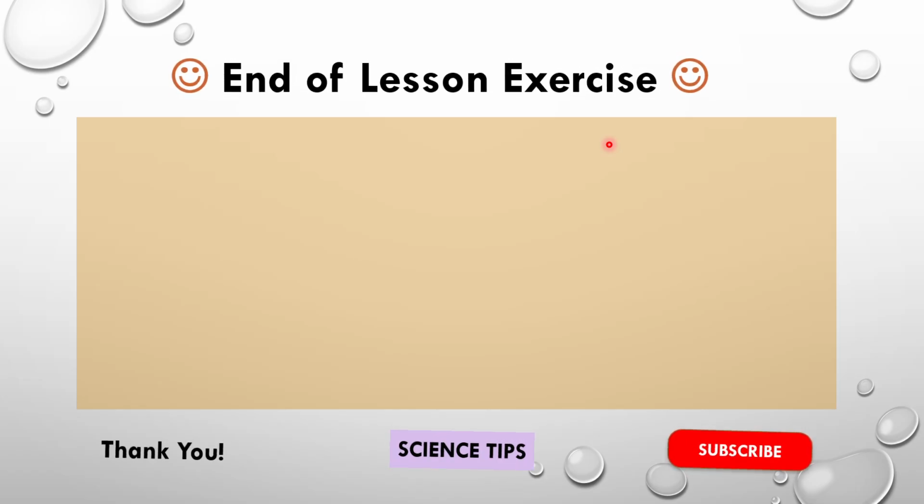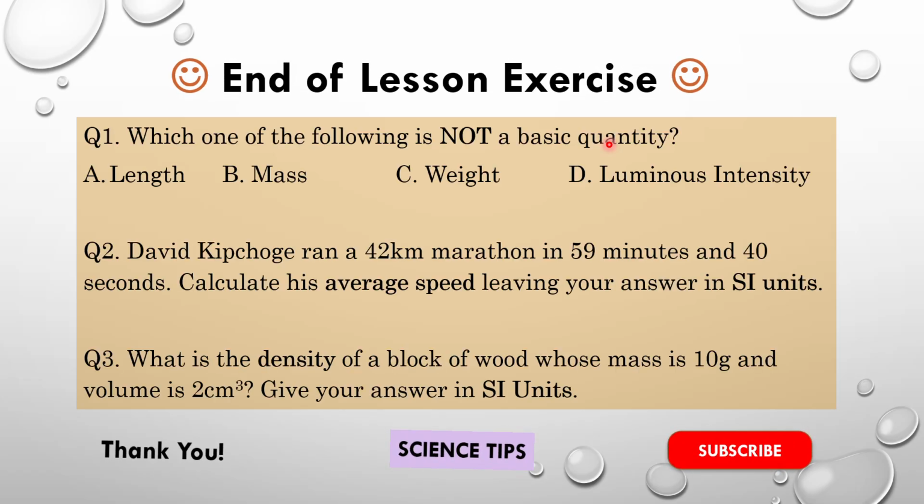End of lesson exercise. Here are some questions for you. You can attempt them during your free time, and check whether you get the answers. So the first question says, which one of the following is not a basic quantity? You're given length, mass, weight, and luminous intensity. What do you think? You can choose your answer, and then you get the answer here. So you see weight actually is not a basic quantity.